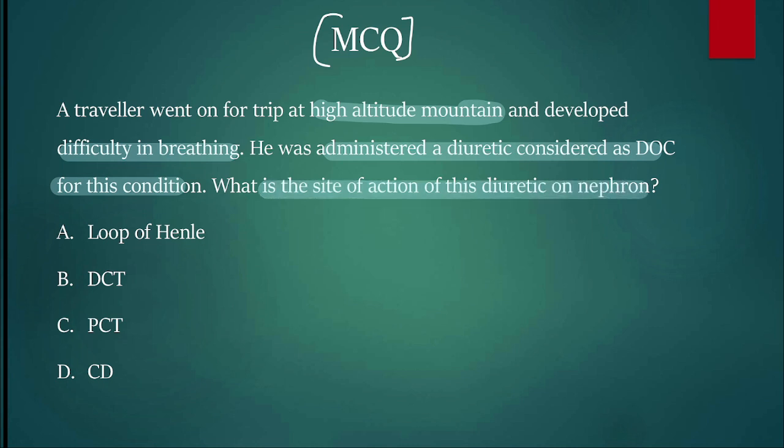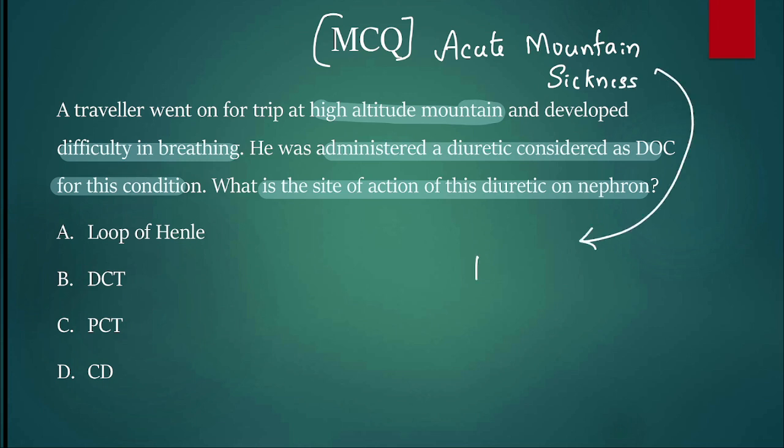See, this is how the clinical based questions are integrated with pharmacology. So a patient going to high altitude and developing difficulty in breathing due to hypoxia is nothing but what we mean by acute mountain sickness, also called high altitude sickness. For this condition, the drug of choice and the prophylactic drug is none other than acetazolamide.